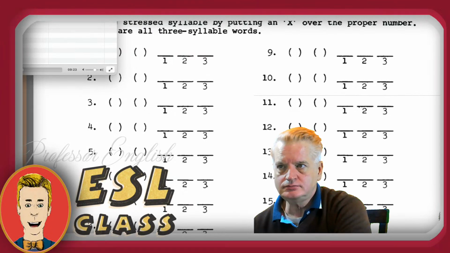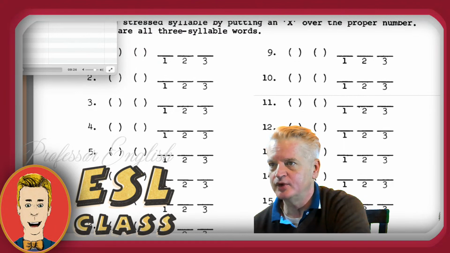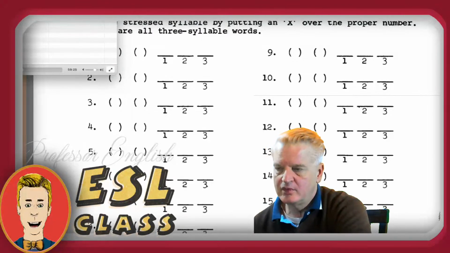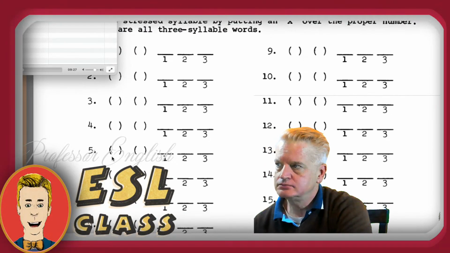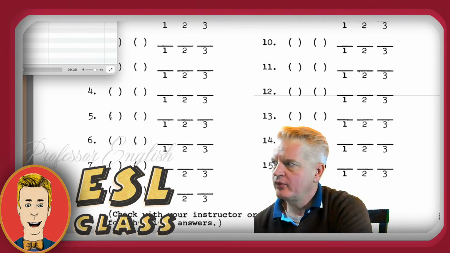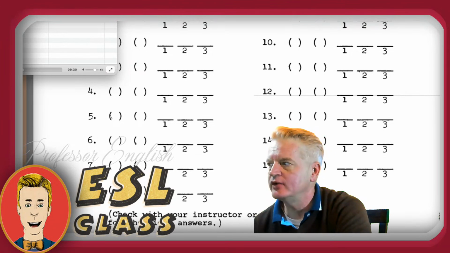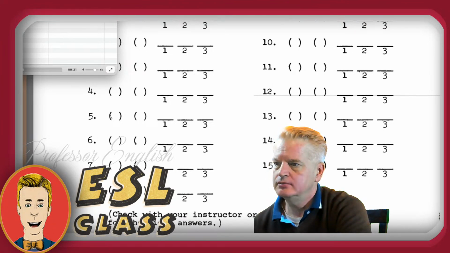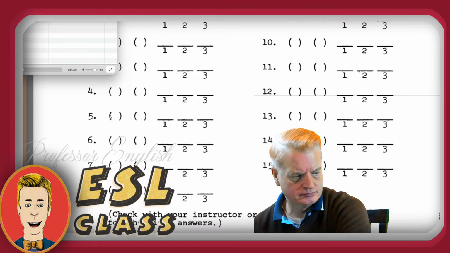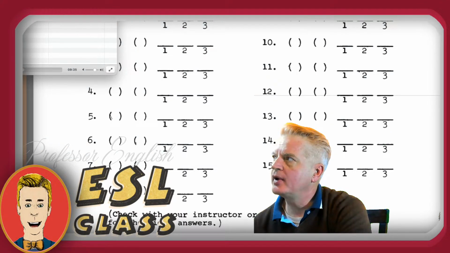11. Verbindlich. Verbindlich. I guess that's number 2. 12. Abteilung. Abteilung. That's number 2. 13. Apparat. Apparat. That's number 3.